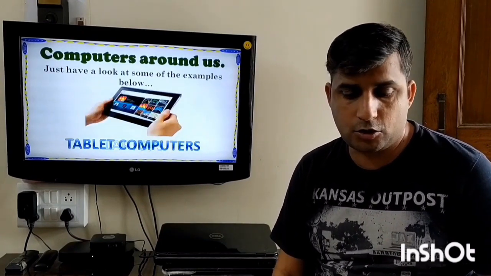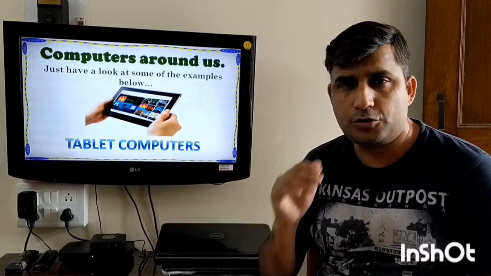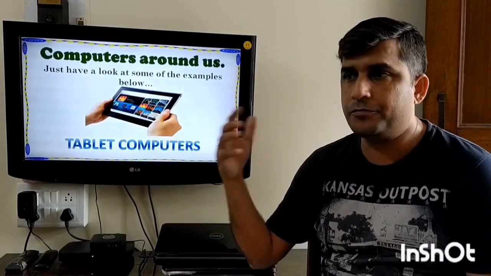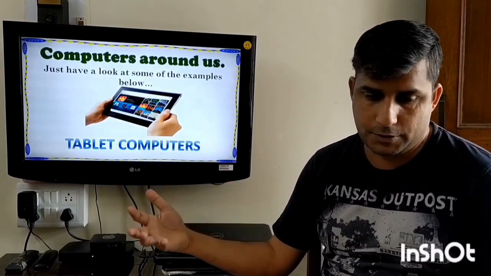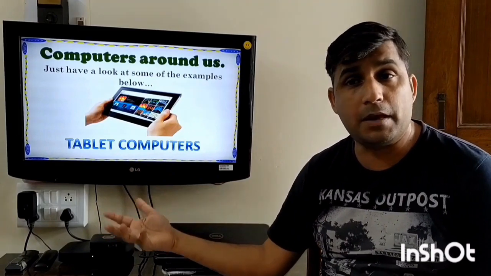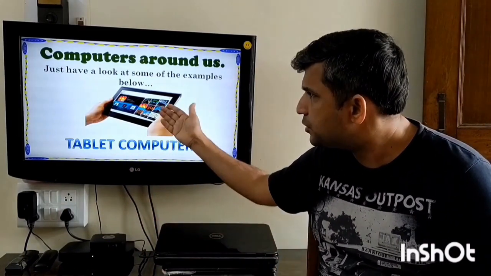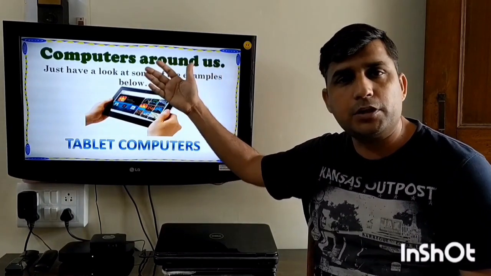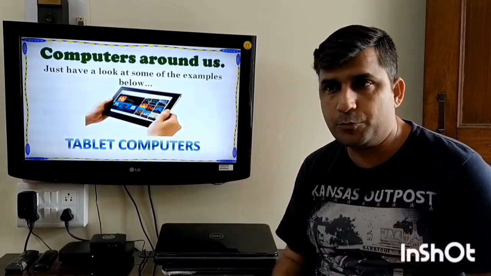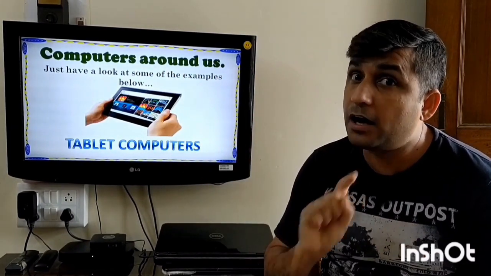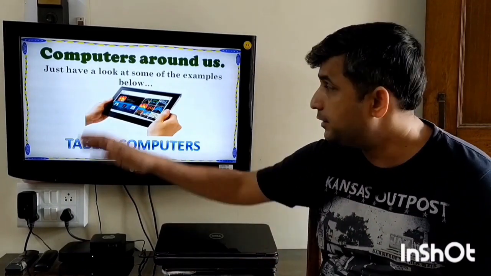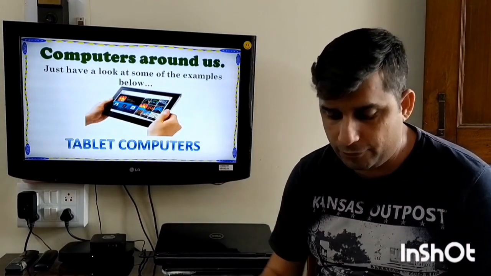The third thing that is on my screen, tablet computers. Some of you may have seen them. Some of your relatives, uncles, aunties may be carrying tablets. Some very high-end professionals also carry tablet computers. These are basically touch-screen computers. They are handheld size computers. But trust me, even they are computers. Okay? Even they process information, whatever you give to them.